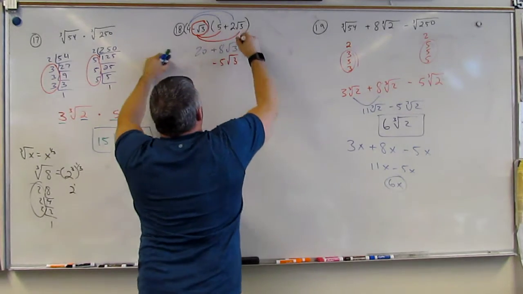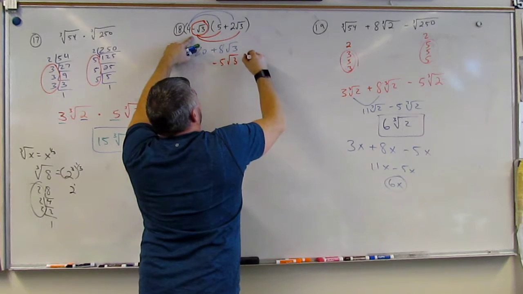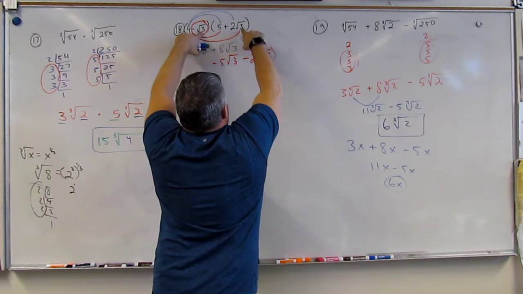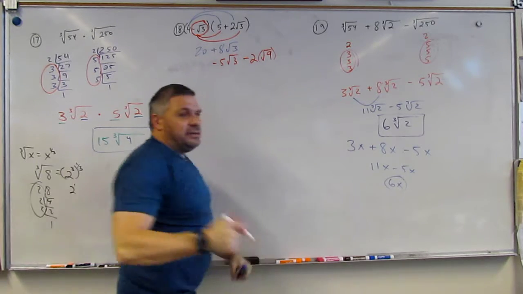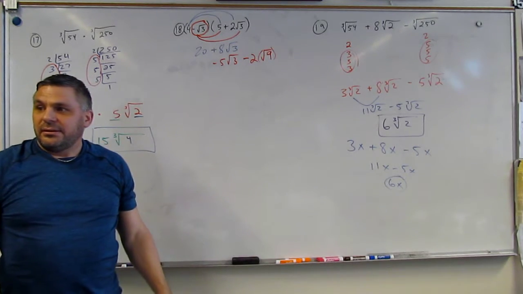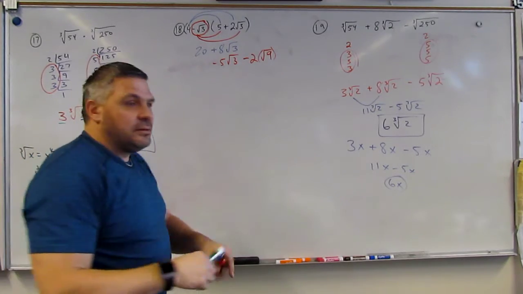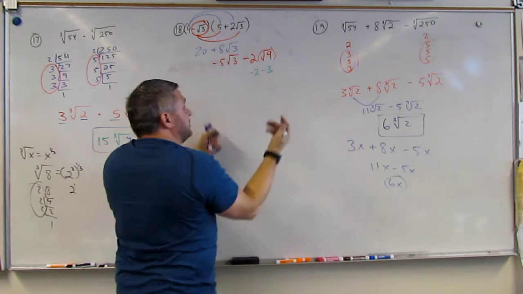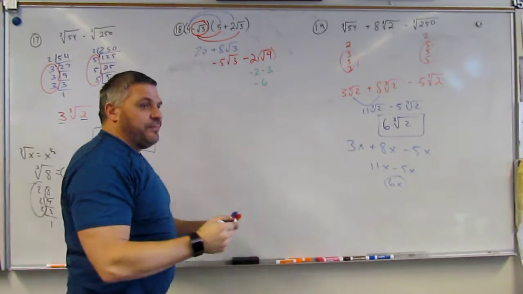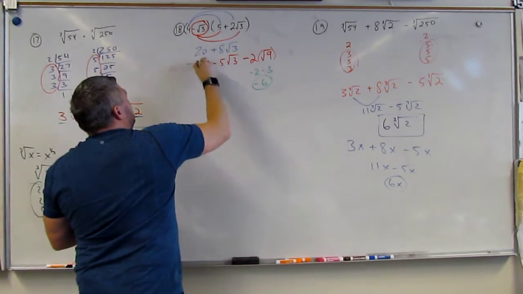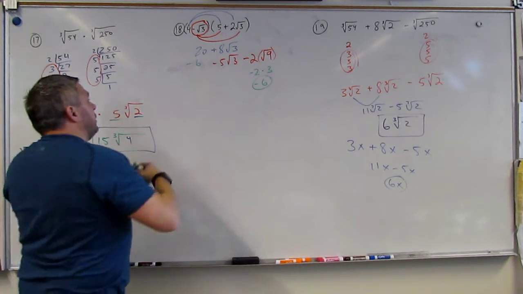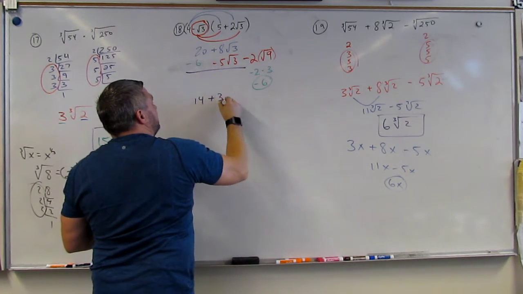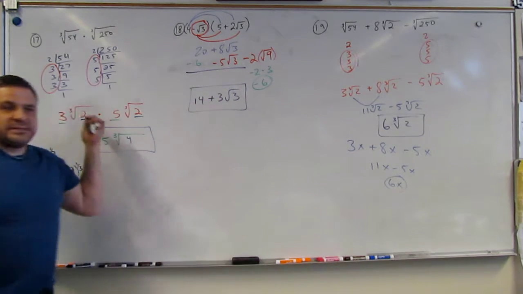Now what is this? What's negative times the 2? Negative 2, right? And then this is the square root of 3. So 3 times 3 is what? 9, right? And then think of that. What is the square root of 9? 3. So this is really negative 2 times 3, which is negative 6, right? So we're going to take this negative 6 and add it to that 20. And what do we get? We get 14 plus 3 square root of 3. That's it.